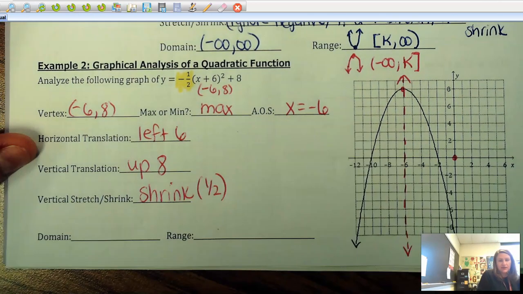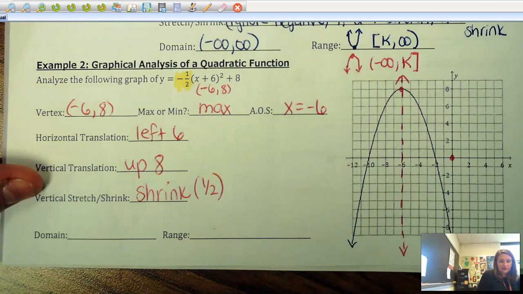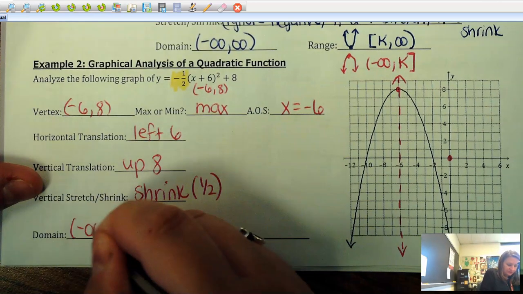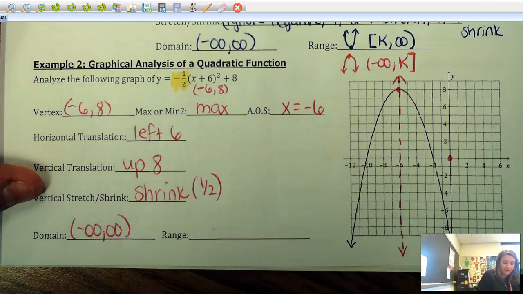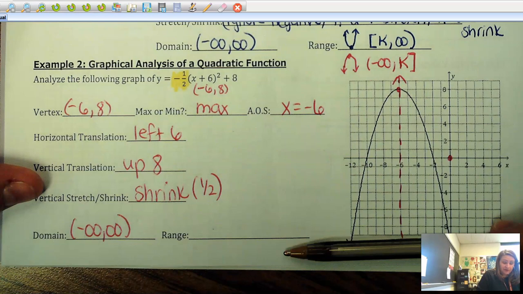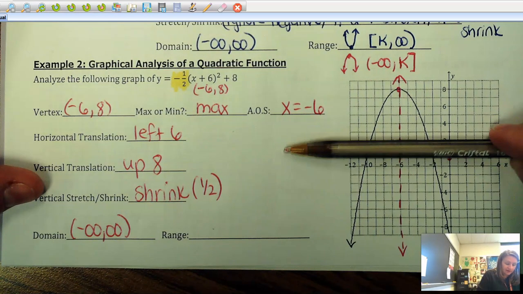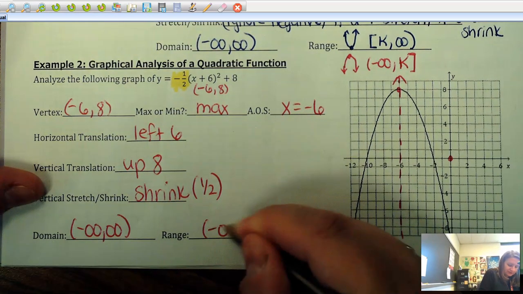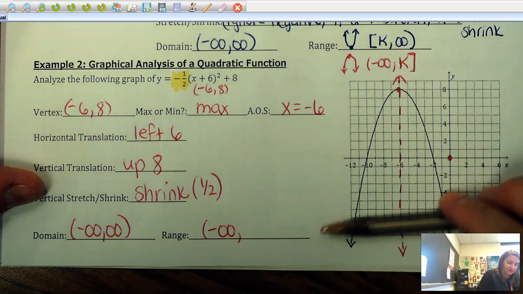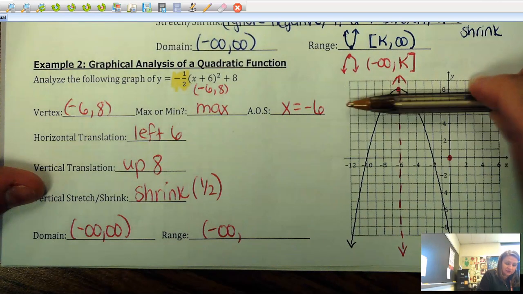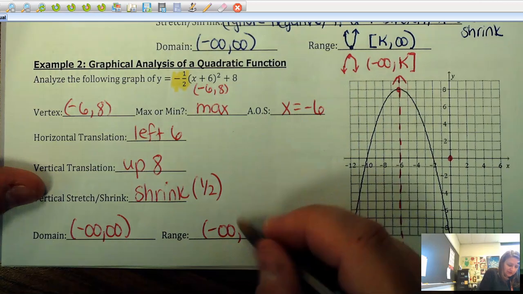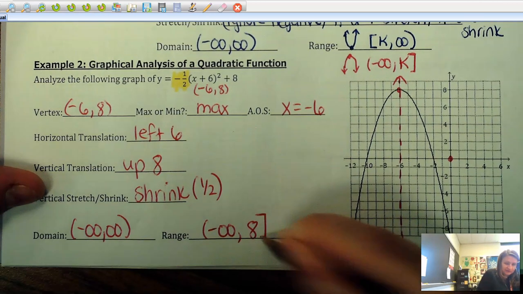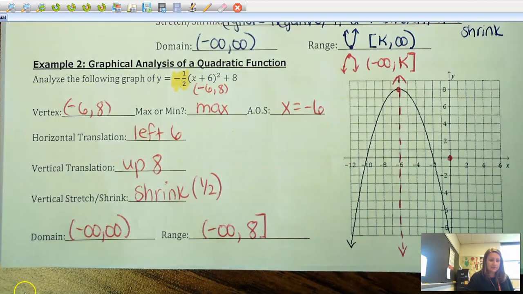the 1/2. And in terms of your domain and range here, the domain is all negative infinity to infinity. For the range, if I'm approaching from the bottom of the graph, I'm always touching part of the graph. So the range is going to go down to negative infinity. And then the last value I touch here, the last y value I touch is going to be 8. So the range is going to top out at 8.